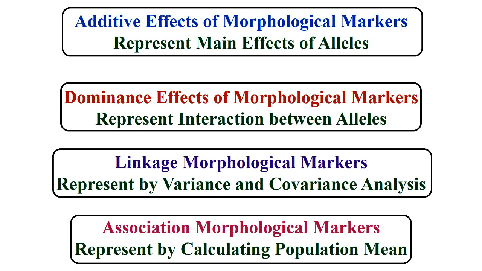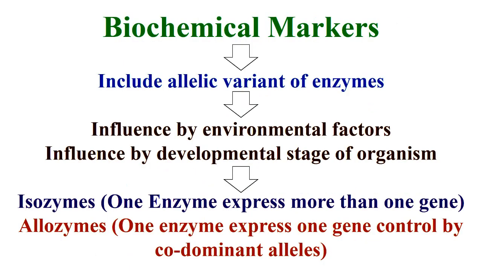between alleles, whereas linkage morphological markers are represented by variance and covariance analysis between individuals. However, association morphological markers are represented by calculating the population mean. On the other hand, biochemical markers include allelic variants of enzymes, and these markers, like morphological markers, are influenced by environmental factors and by the developmental stage of the organism.